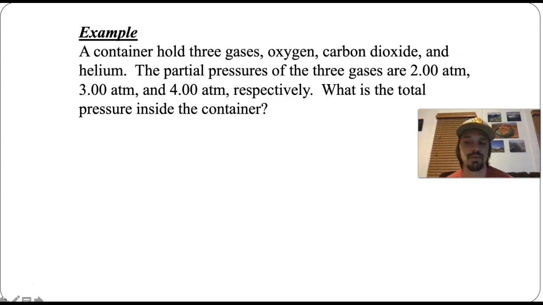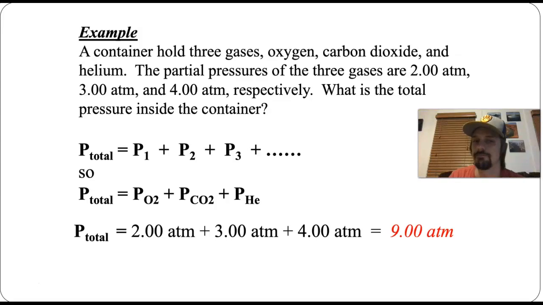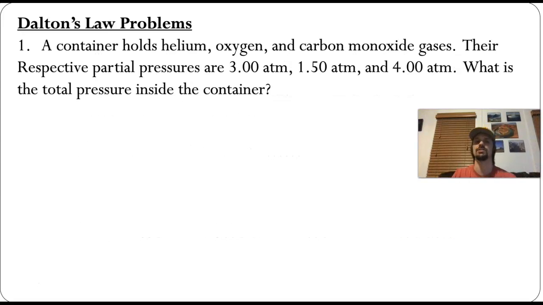So we're going to do a few examples before we jump into our homework problems, which will deal with this gas law. So example number 1. A container holds 3 gases: oxygen, carbon dioxide, and helium. The partial pressures of the 3 gases are 2 atmospheres, 3 atmospheres, and 4 atmospheres. What is the total pressure? Hopefully we know. Remember, the total pressure is simply the partial pressures added up. So I take 2 plus 3 plus 4 and get 9. Okay, pretty simple.